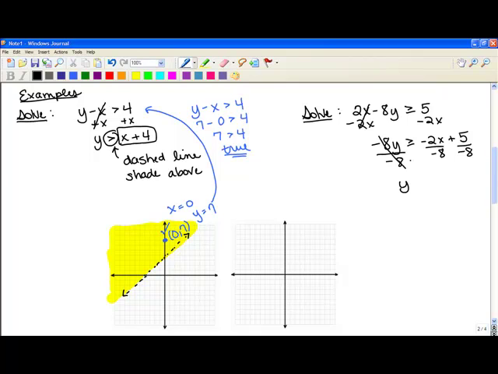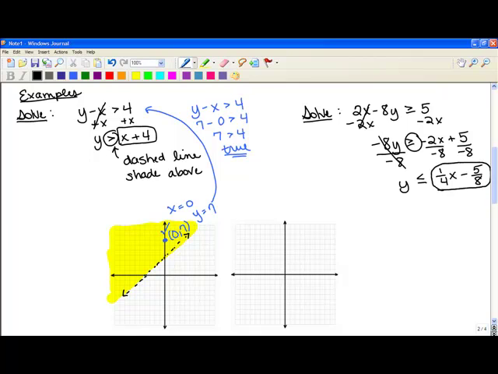Now remember, when we divide by a negative number, we have to change our sign. So it gets flipped around, and now it is a less than or equal to sign. Negative 2 divided by negative 8 will give us 1/4. And then 5 divided by negative 8 is negative 5/8.